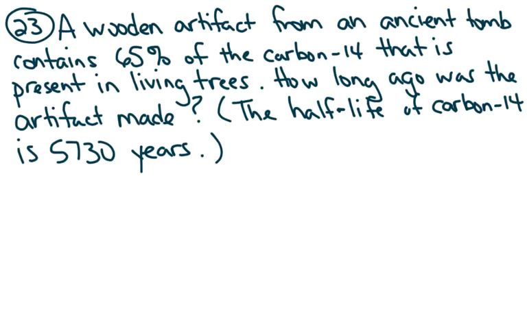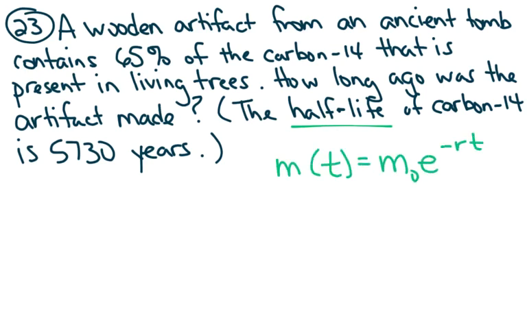Number 23, a wooden artifact from an ancient tomb contains 65% of the carbon-14 that is present in living trees. How long ago was the artifact made? The half-life of carbon-14 is 5,730 years. Since this is a half-life problem, we had an equation for half-life. It was this, where the rate is the natural log of 2 divided by the half-life.